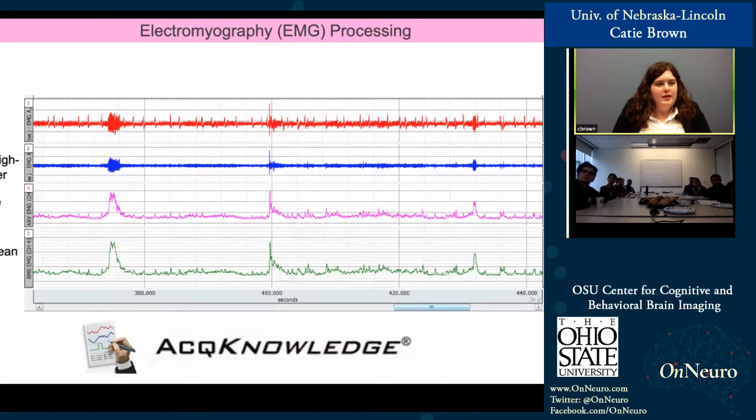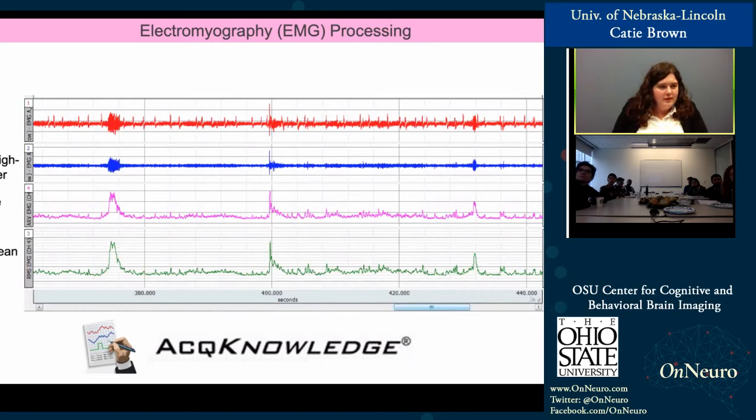But with the software, the hardware is BioPac, that's what we use, and then the software is AcqKnowledge. You can filter out the blinks with a high-pass filter. Then you rectify the signal, so make all negative voltages positive, so they don't average out to 0. And then you take the root mean square for further smoothing and noise reduction.